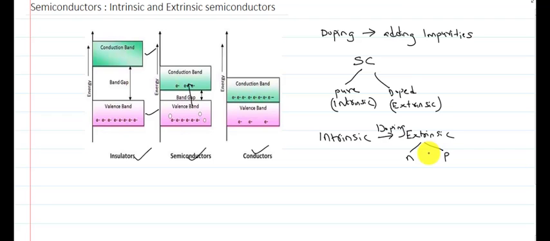Doping means the process of adding impurities. The process of adding impurities is known as doping. And now we go into detail about the intrinsic semiconductors and extrinsic semiconductors.